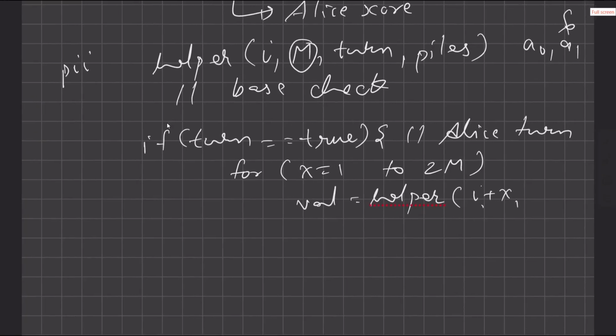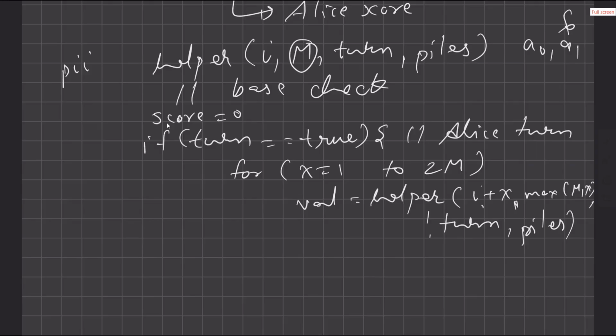Now your m value is going to be, as we know, the max of m comma x, and then this turn is going to flip its value. If it is true, it is going to send false. If it is false, it is going to send true. Since it's Alice's turn, it is always false, so you are flipping and passing this. Initially, we'll take a score variable, and the score will be 0.